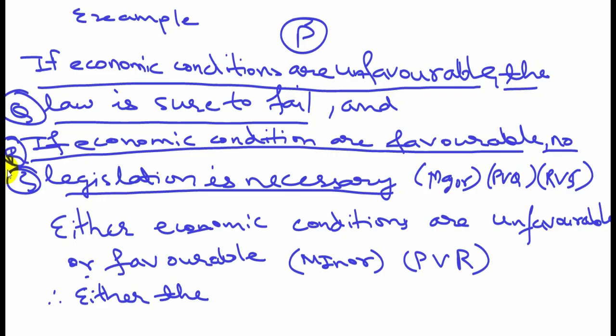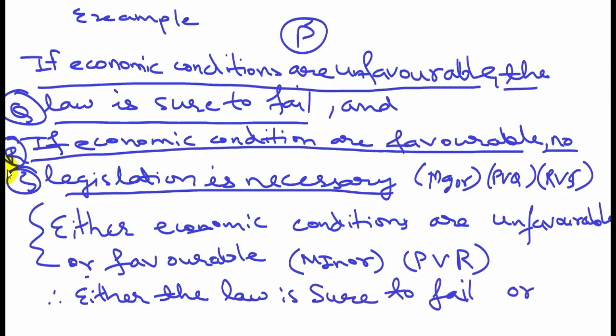So P is either economic conditions are unfavorable or R, which is if economic conditions are favorable. So either economic conditions are unfavorable or favorable. This is of course your minor premise from here till here. So either the law is sure to fail or no legislation is necessary.